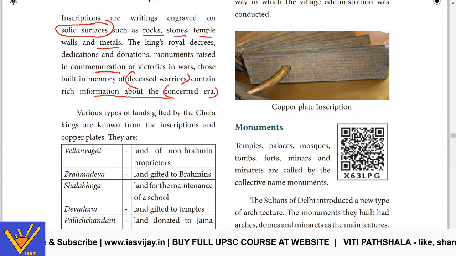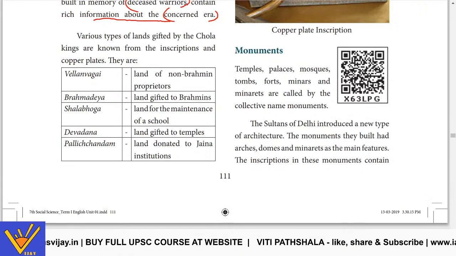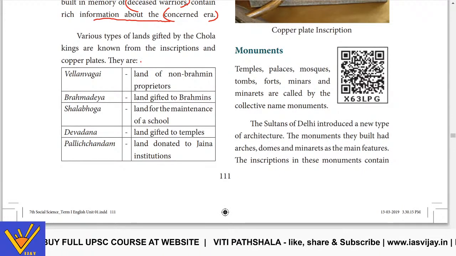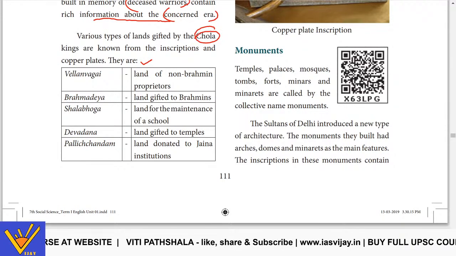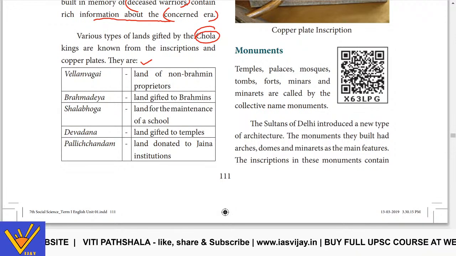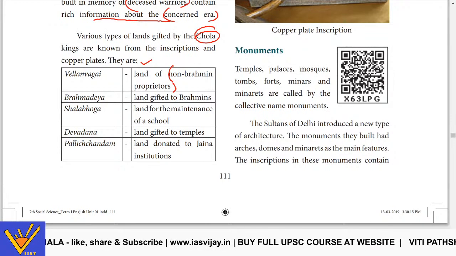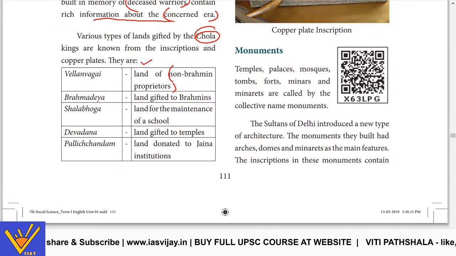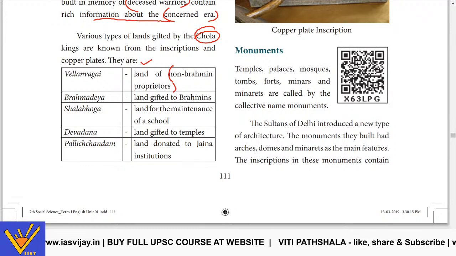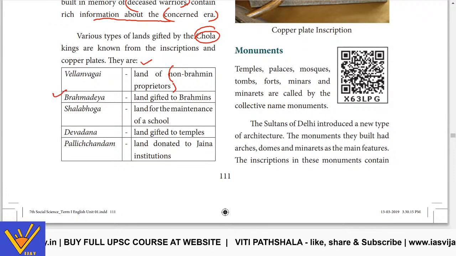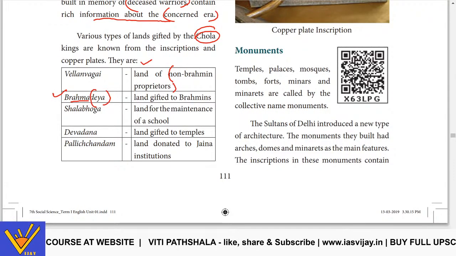Now various types of lands gifted by the Chola kings are known from the inscriptions and the copper plates. The Chola kings gifted lands. The lands given to non-Brahmin proprietors were called Velan Vagai. Then the lands given to the Brahmins were known as Brahmadeya, meaning given to the Brahmin. So Brahmadeya means land given to the Brahmin.